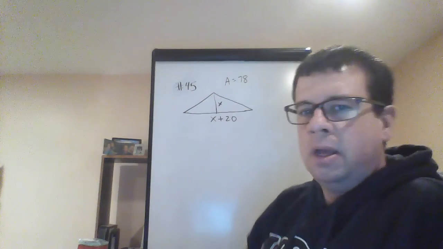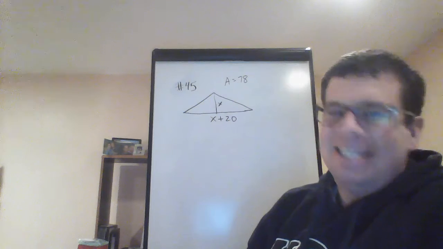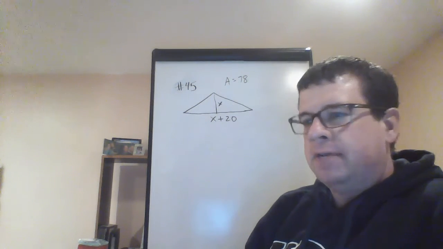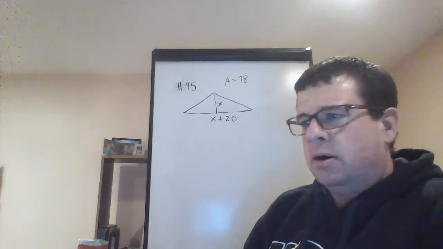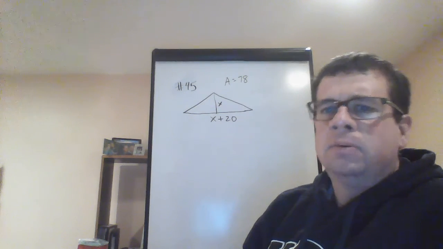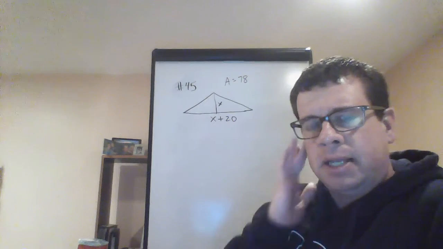So we have a triangle whose base is x plus 20 and whose height is x, and we know it has an area of 78. I think it's 78 yards in this case. We'll worry about the label later. So we need to write an equation for this and then solve it.